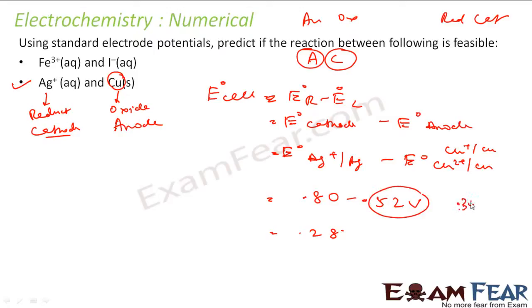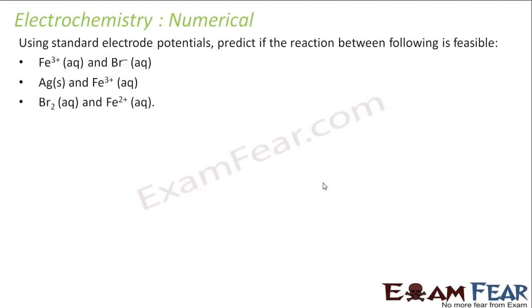So in both the cases, 0.8 minus 0.52 or 0.8 minus 0.34, you get a value which is greater than 0. Thus, I can say that yes, this reaction is possible. There is a confusion here, but in both the cases, I get a positive value of the E0 cell. So in a similar format, you can do all these questions. I won't solve them for you, but this I'll show you. This is not feasible. You can try on your own.